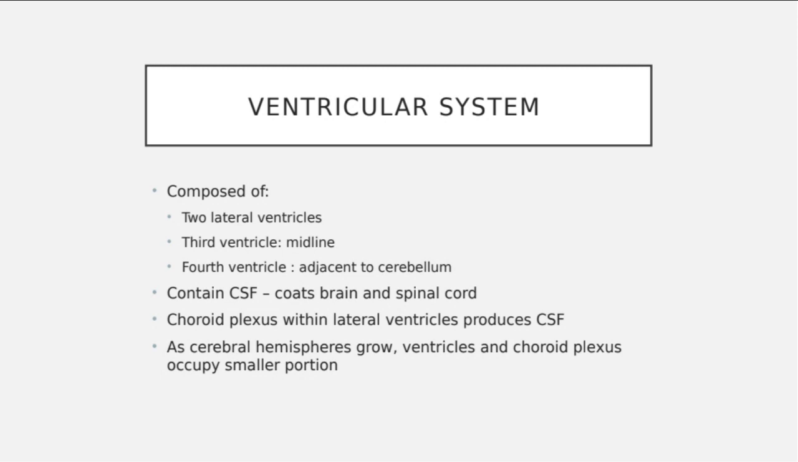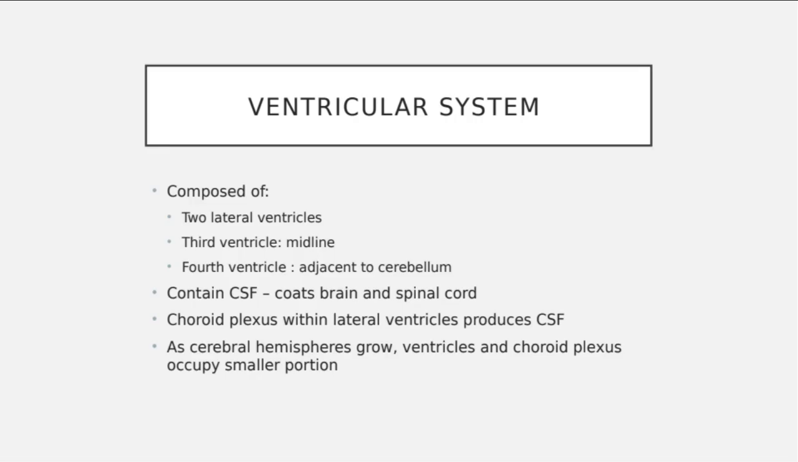So what does that mean? That means that early on in the pregnancy, a lot of that cranium is going to look like it's made up of lateral ventricles and choroid plexus. But as that baby grows, as that head gets bigger, as that cerebral tissue gets bigger, the ventricles and the choroid plexus are going to occupy less and less percentage of that space.